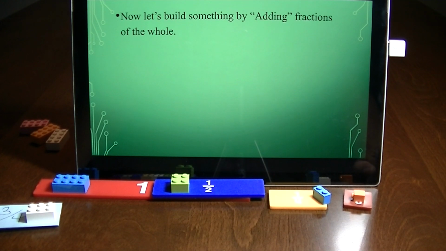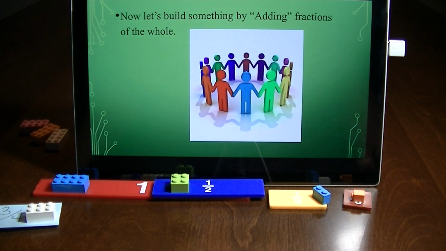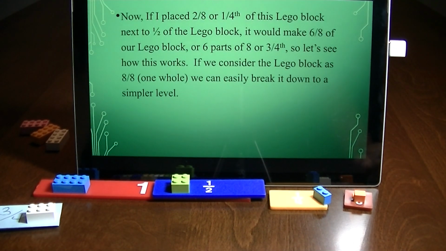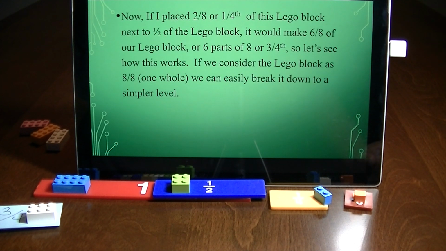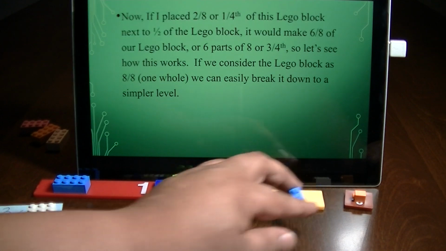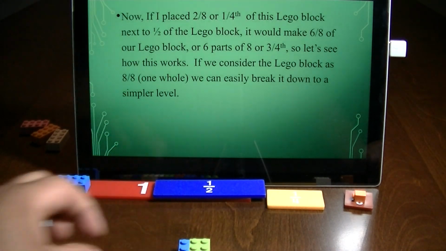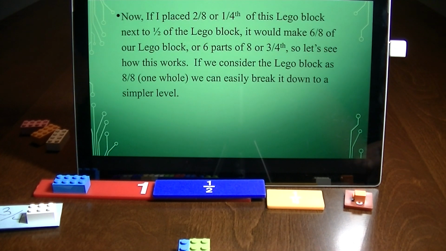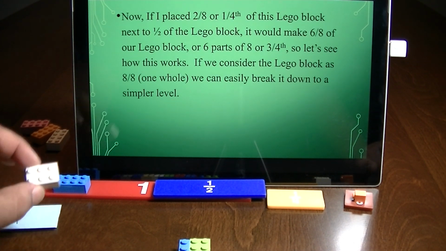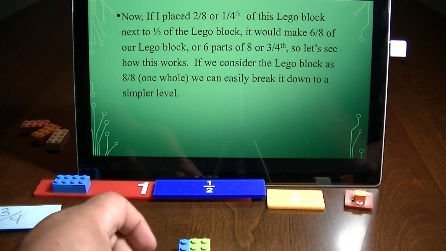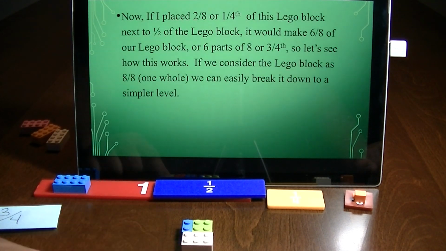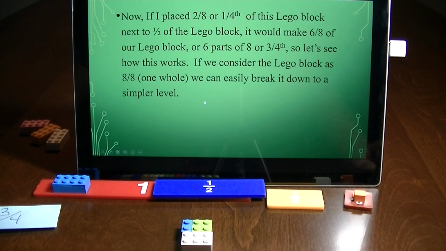Now let's build something by adding fractions of a whole. If I place 2/8, or 1/4, of this Lego block next to 1/2 of a Lego block, it would make 6/8 of our Lego block, or 6 parts of 8, or 3/4. So let's see how this works.